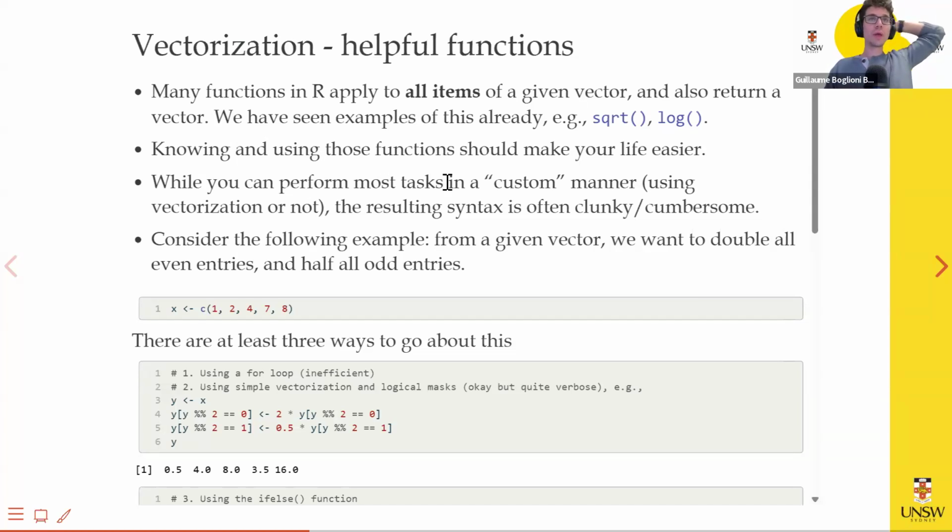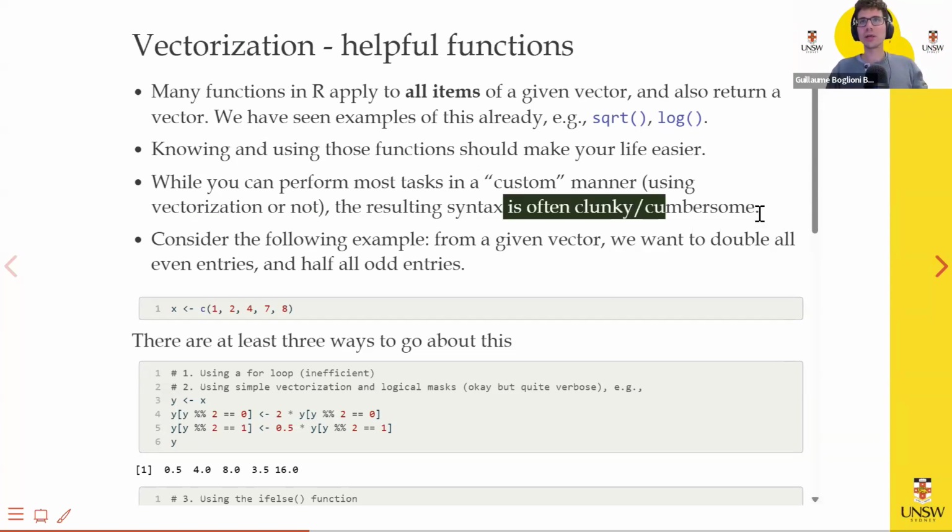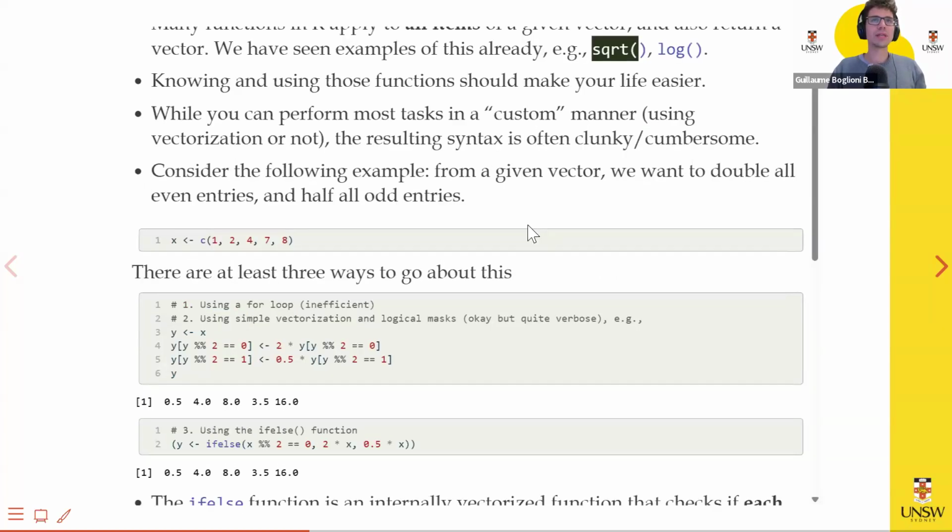You could perform most tasks in a custom manner, either using vectorization or not. But the resulting syntax is often kind of clunky or cumbersome and not necessarily faster. So the point is just that knowing the shortcut functions that already exist usually simplifies your life. And here we give you an example to illustrate this.